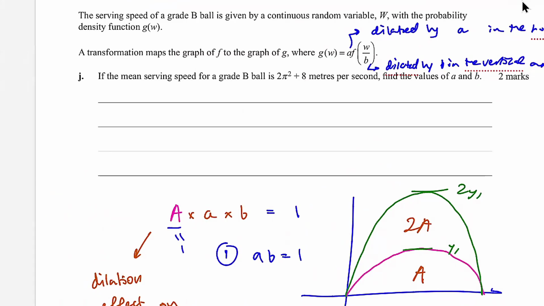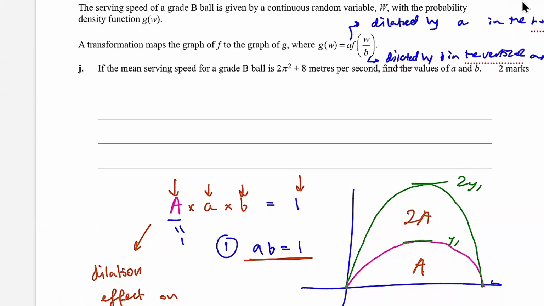Say this is just our original area was 1, so I multiplied it by the dilation factors, and the new area also has to be 1. So I derive the relationship that A times B equals 1. So essentially they're just reciprocals.